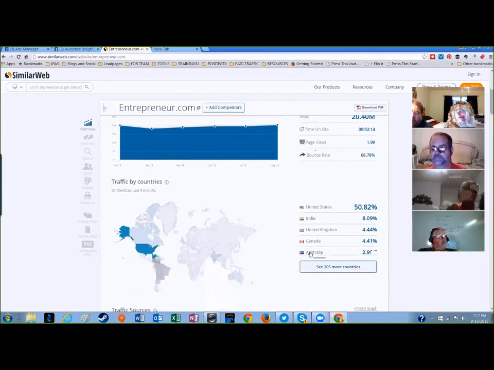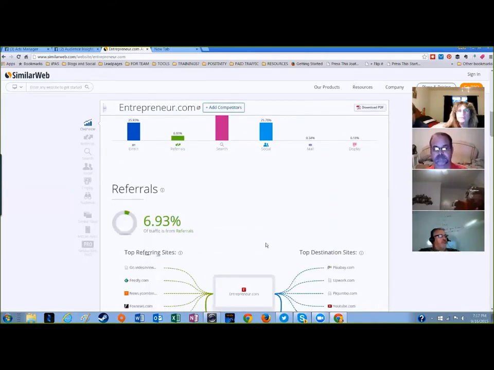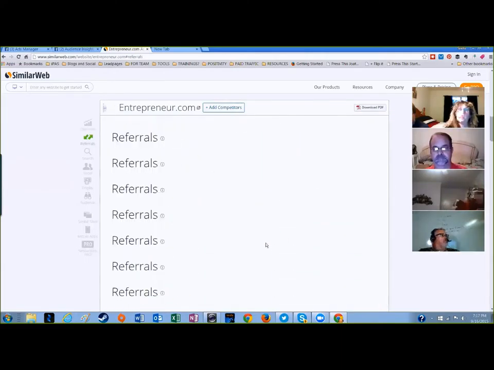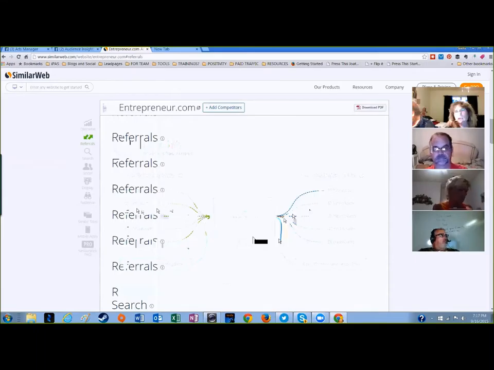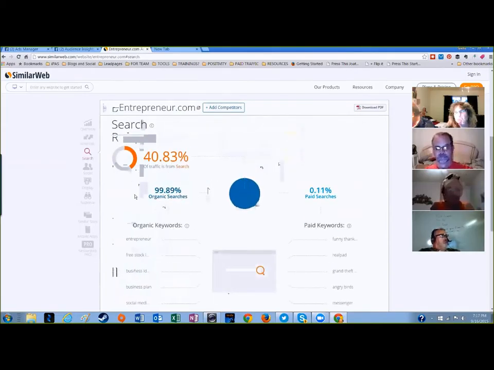And so what you would do on here is you would just look around and see the United States is where most of the visits come from. You can look down at their traffic sources, and you can see that 40% of their traffic comes from search and 25% comes from social. You can see where their traffic is coming from, referrals like Feedly, Fox News, Pixabay. Here's where they're getting their searches, and 99.89% is organic searches.